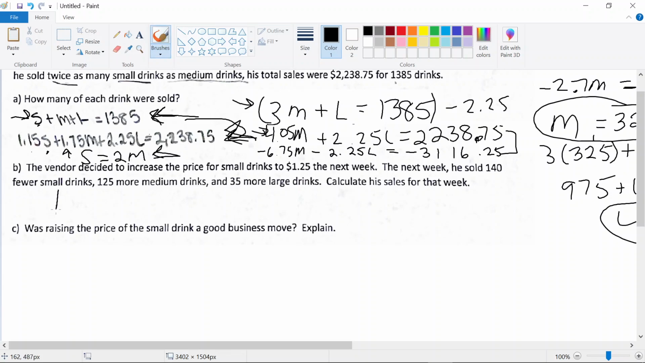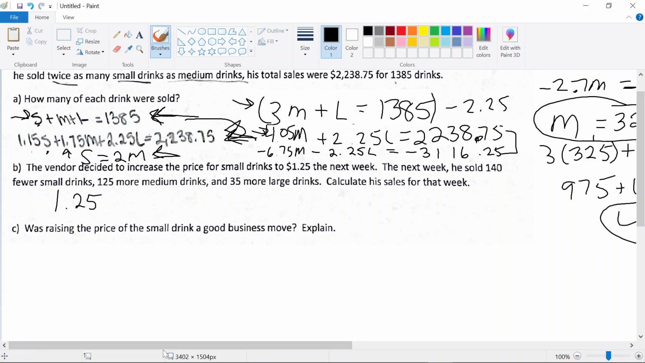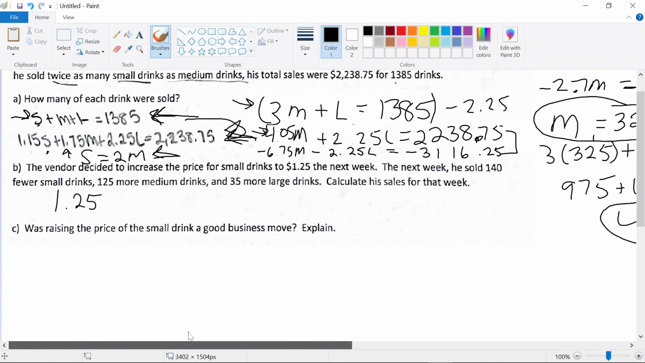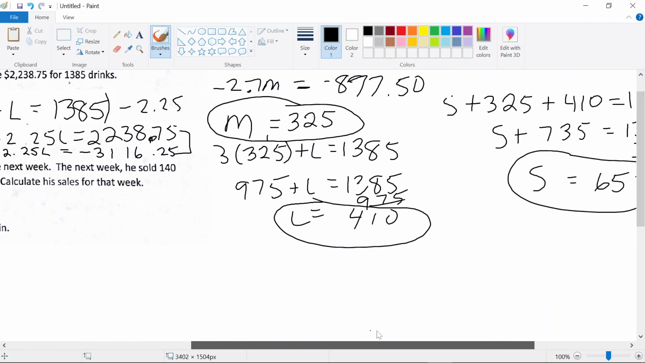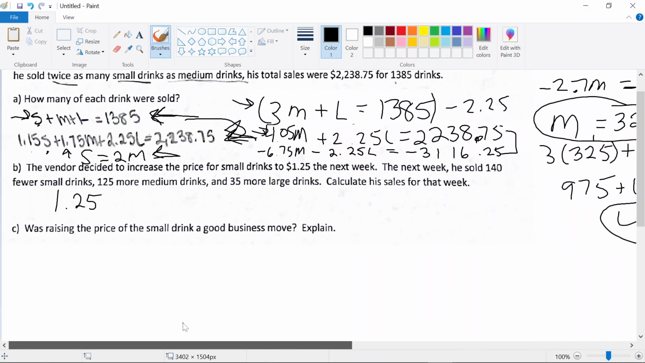So now it's going to be 1.25 times small, and so forth. And then I'll use those other values. But let me see how many of each one are being sold here. He sold 140 fewer small drinks. So now the number of small drinks, small is 650. He sold 140 fewer. So that is 510. 650 minus 140 is 510.